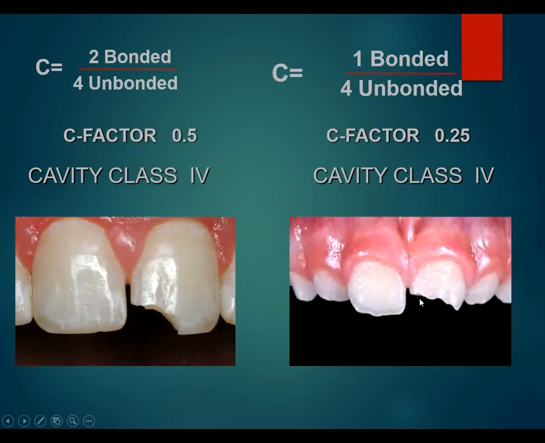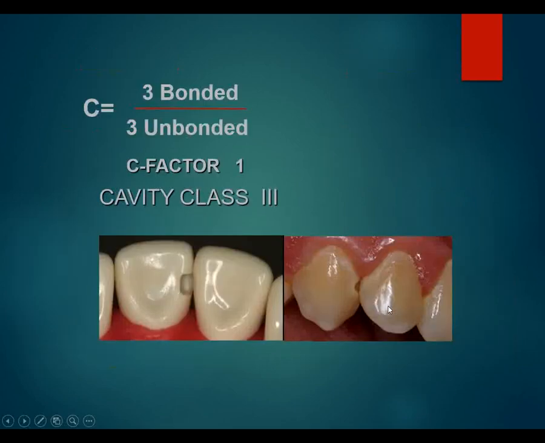It only has one bonded surface, which is the floor of the tooth, pulpal floor, and 4 unbonded surfaces, which are buccal, lingual, proximal, and incisal. If we talk about class 3 cavity, the C factor will be 1, because there are 3 bonded surfaces and 3 unbonded surfaces. In the picture you can see 3 bonded surfaces and 3 unbonded surfaces.